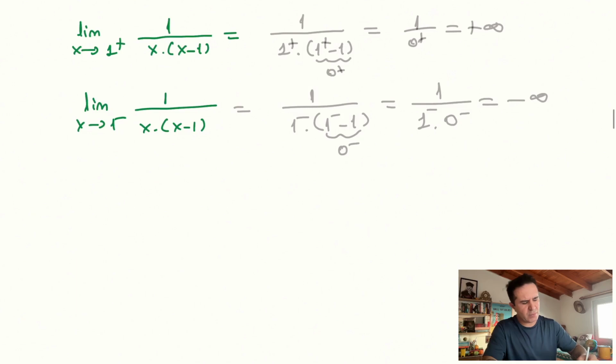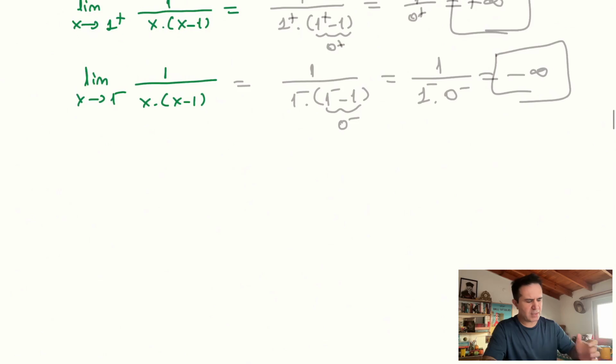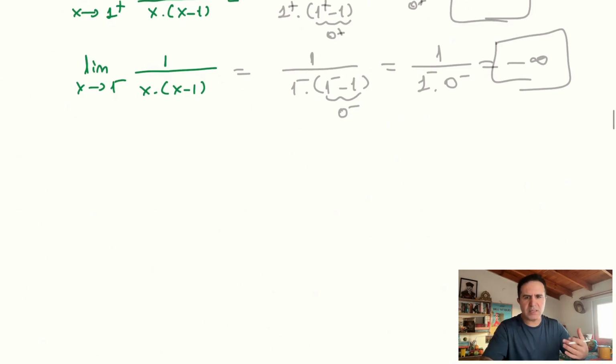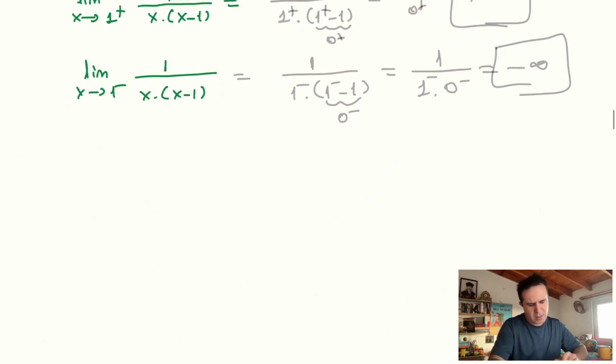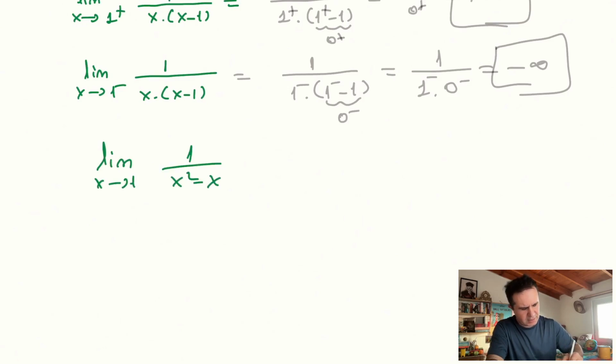Again, here we have plus infinity for the right hand limit and minus infinity for the left hand limit. Then, since the one-sided limits are not equal, we can say that this limit does not exist.